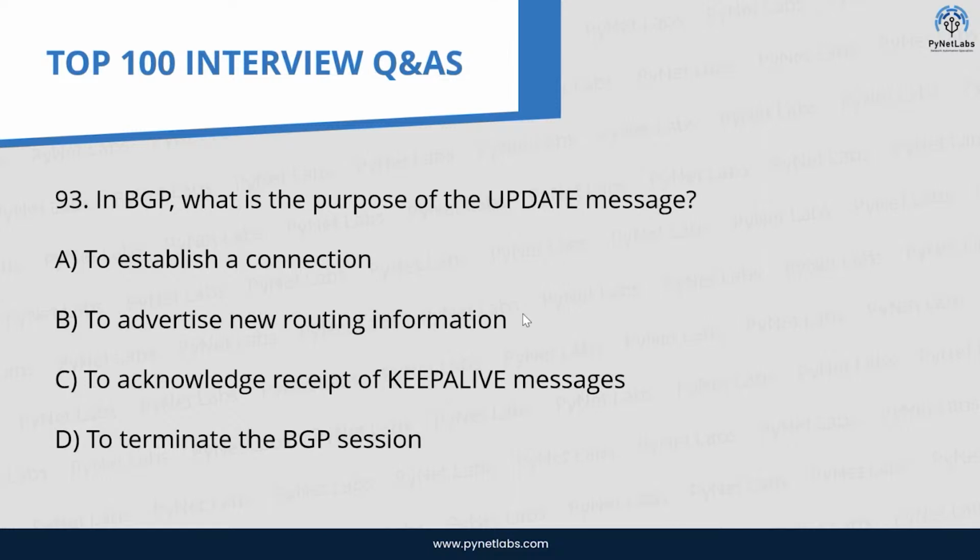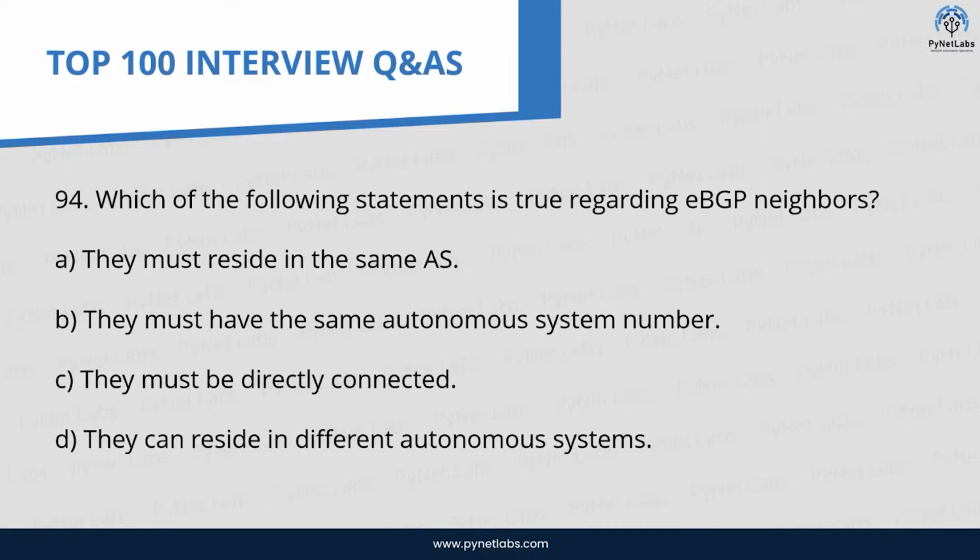Now going to question number 94: which of the following statements is true regarding eBGP neighbors? Option A says they must reside in the same AS, right? They must have the same ASN number, right? They must be directly connected, right? They can reside in different autonomous systems. No, option D is not the correct answer. C can be correct, B can be correct, A can be correct in this scenario.